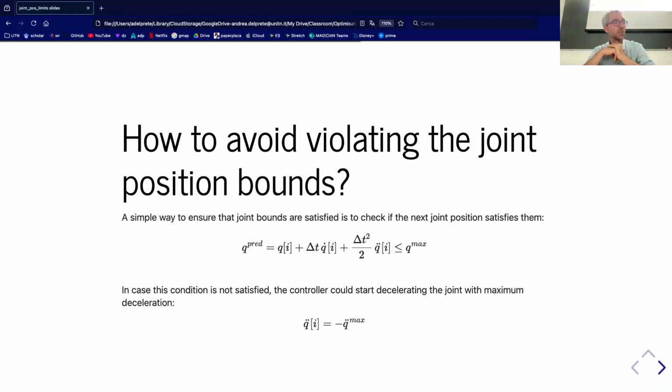So that's exactly what we're going to do. We're going to set q double dot equal to minus q double dot max. So we brake as much as possible. And if that doesn't work, it means, well, there is nothing better that we could have done at that moment.